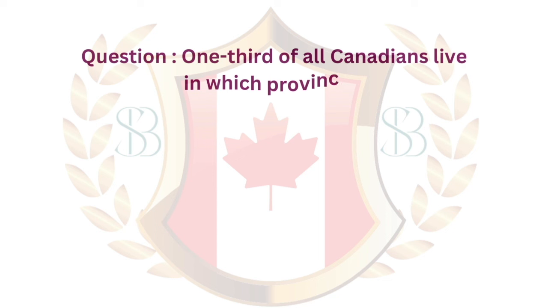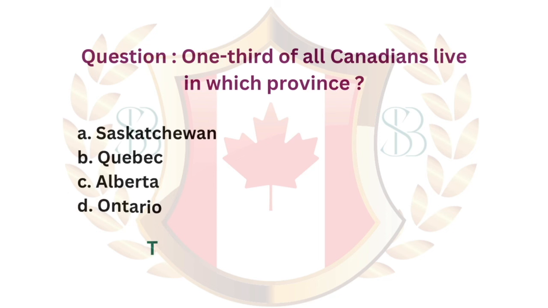Question. One-third of all Canadians live in which province? A. Saskatchewan. B. Quebec. C. Alberta. D. Ontario. The answer is D. Ontario.